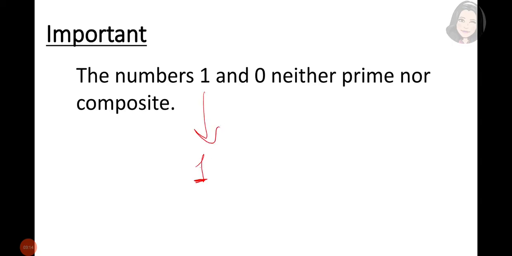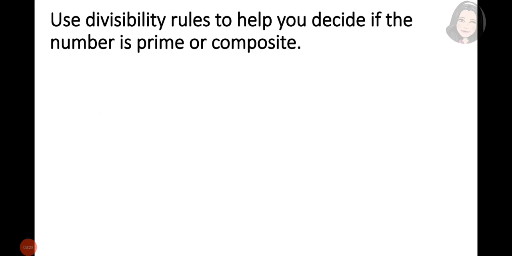Let's see. The numbers 1 and 0 are neither prime nor composite. 1 has only one factor. 1 is the number 1. You cannot multiply any two factors together to get 1. And 0 is the multiple of all numbers. So it's infinite. 1 and 0 are neither prime nor composite. Use divisibility rules to help you decide if the number is prime or composite.